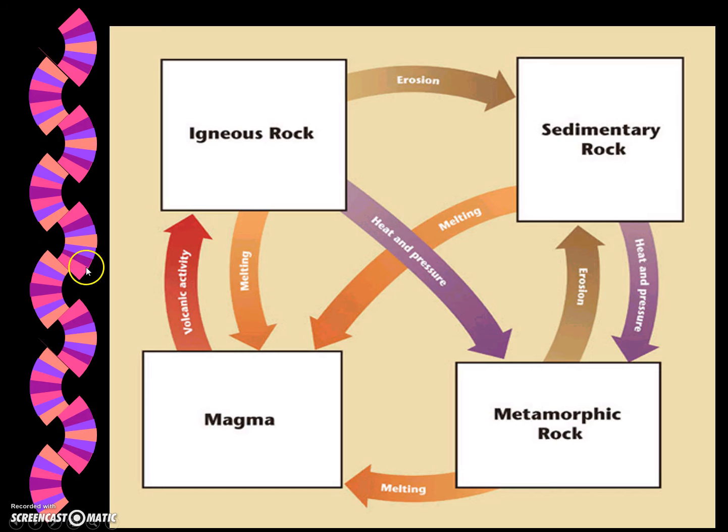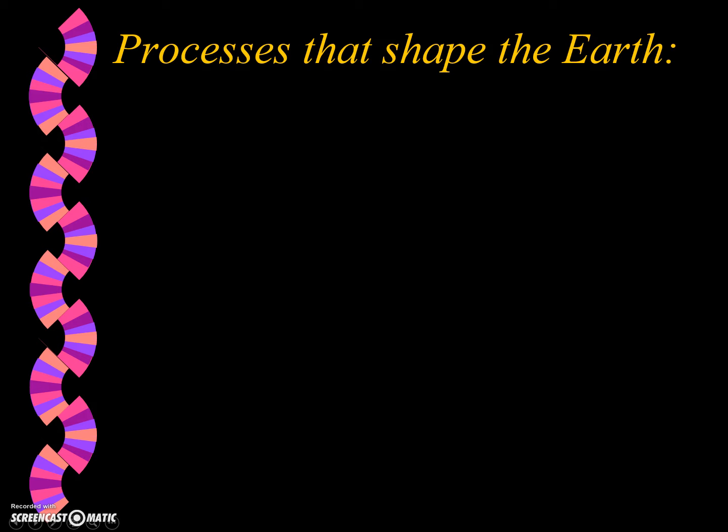Alright, so we've got sedimentary rocks over here, igneous rocks, magma, and metamorphic rocks. If you look, all the heat and pressure is in purple, which goes to metamorphic rocks. Erosion is in brown, which always goes to sedimentary rocks. Melting all goes to magma. And then volcanic activity, so an eruption, would lead to igneous rocks. So that's really, in a nutshell, what the rock cycle is.